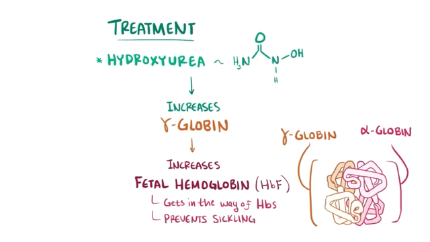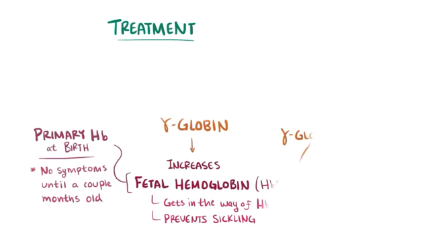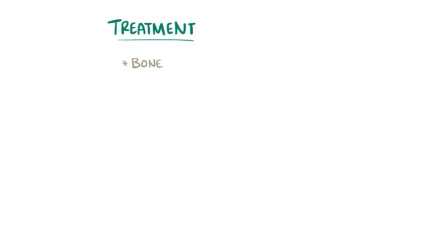Since it cannot polymerize, it gets in the way of HbS polymers being made and prevents sickling. HbF is the primary hemoglobin at birth, which explains why sickle cell symptoms don't happen until a few months of life, when adult hemoglobin starts to predominate, which contains the mutated beta globin. More rarely, bone marrow transplants have been used in some patients, and given that sickle cell involves a single point mutation, gene therapy is another option being researched.